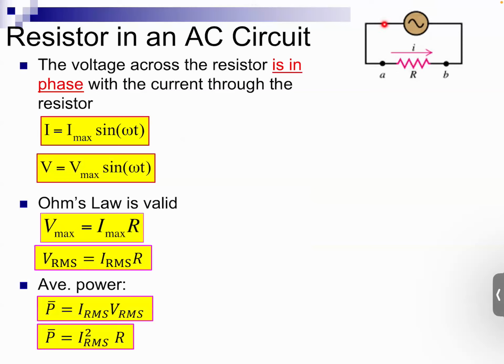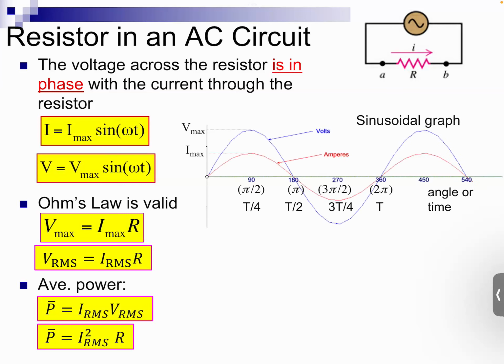Essentially, you have a resistor connected to an AC voltage source. The resistor will just dissipate the current. It doesn't really change anything except the amplitude of the current. So if we describe the current and the voltage through a resistor connected to an AC source, the voltage is in phase with the current. Mathematically, they will take the same form. The phase difference is equal to 0. Or if you draw that in the sinusoidal graph, if the voltage is maximum, the current is also maximum.